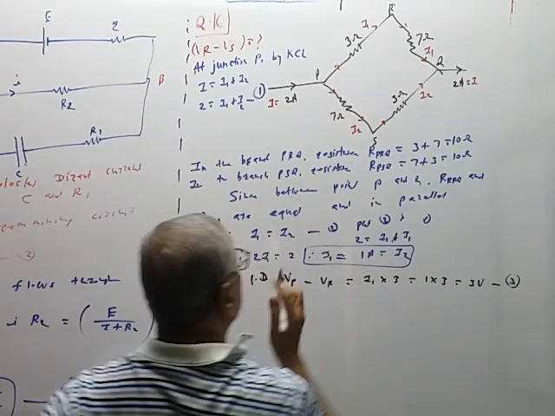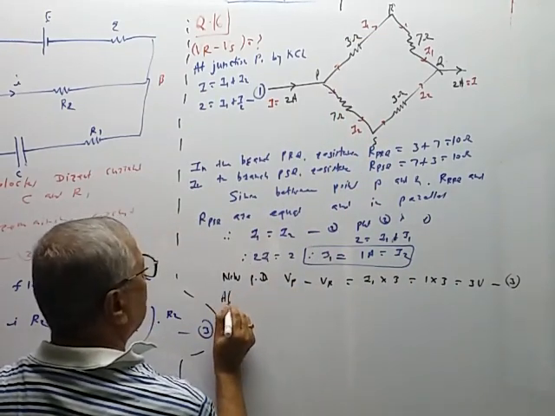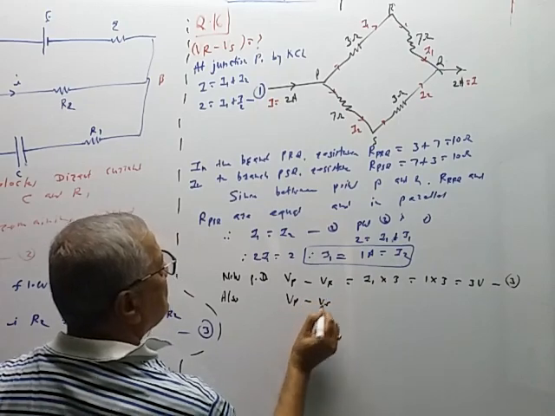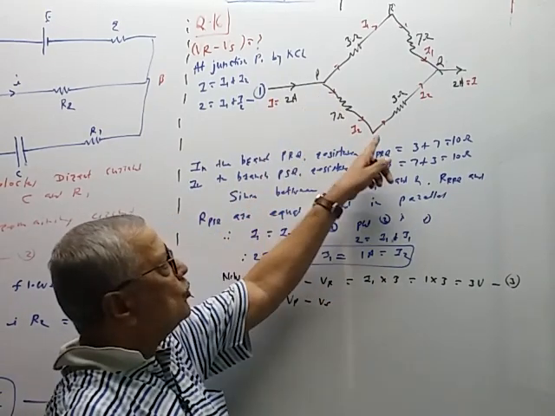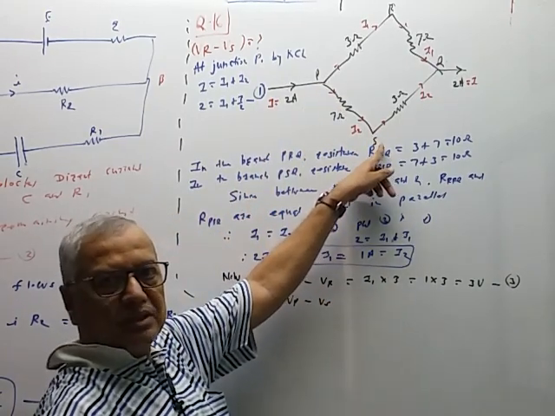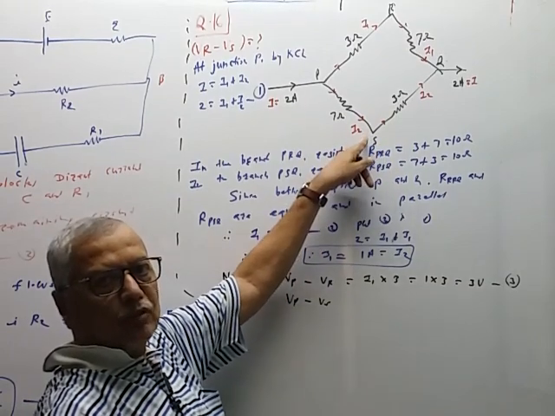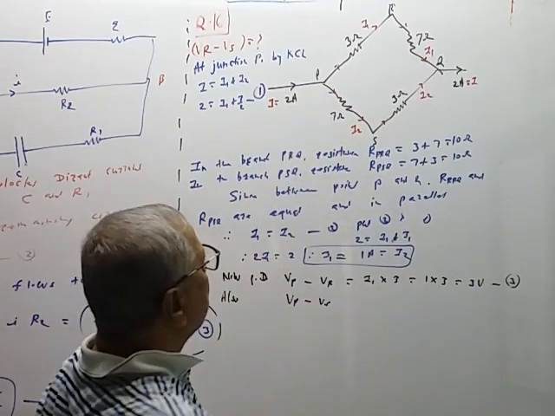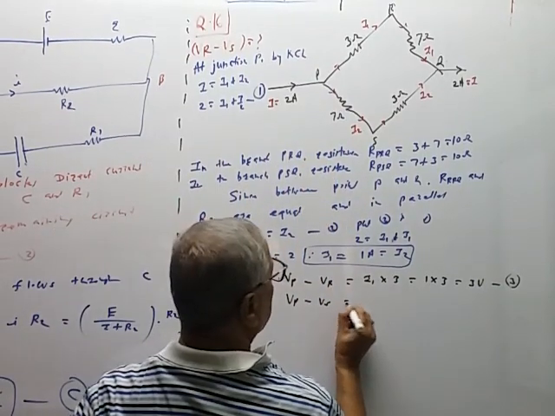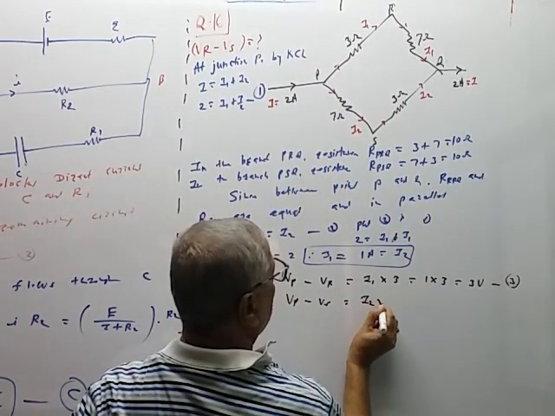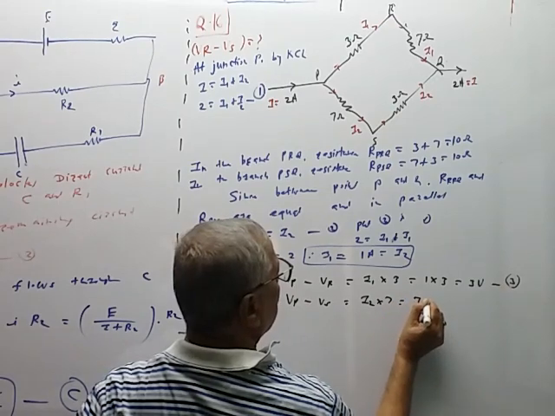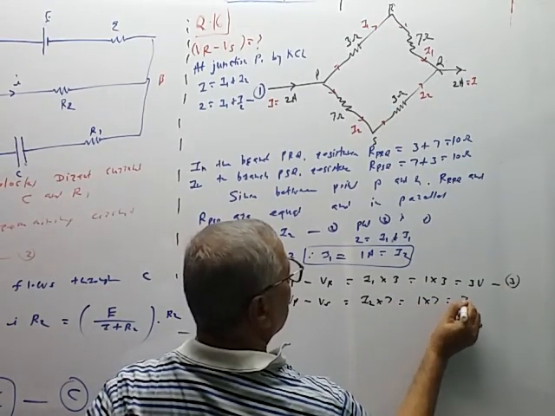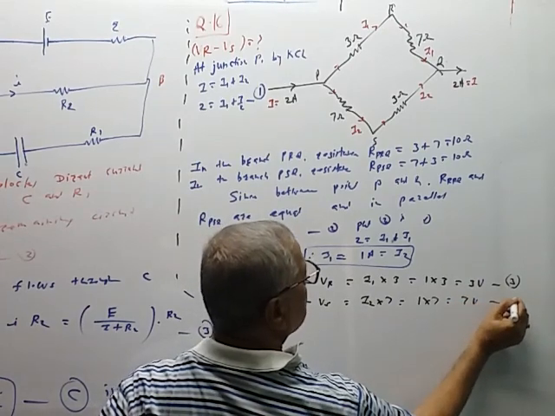Also Vp minus Vs. Since current flows from P to S, we know the principle of electricity: current always flows from higher potential to lower potential. So Vp minus Vs is equal to 7 multiplied by I2, that is equal to 1 ampere multiplied by 7, that is equal to 7 volt. This is equation 4.